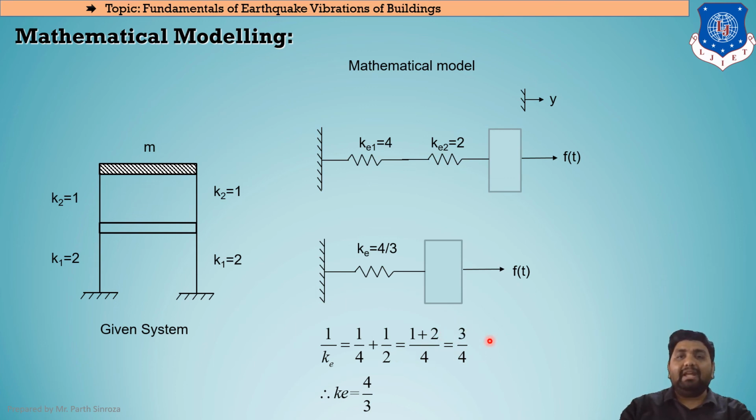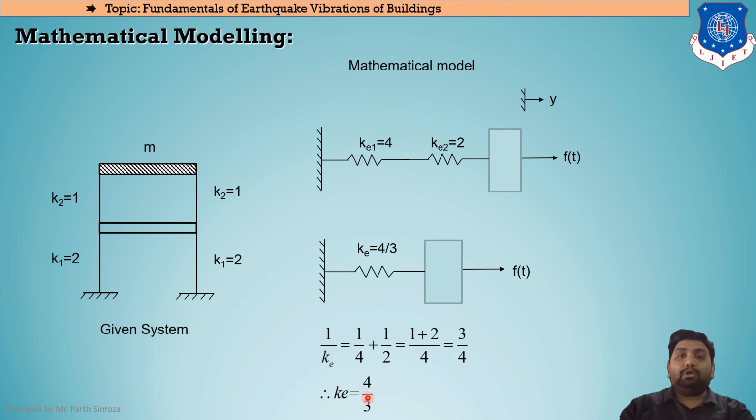Taking LCM of it, it will be 3 by 4 upon Ke. Now keep in mind, most of the students are making this mistake: identifying the value of 1 by Ke, they assume this is the final answer in the form of Ke. But keep in mind, this is 1 by Ke, so the final answer will be the inverse of this value. Clear? So 1 by Ke comes out to be 3 by 4.